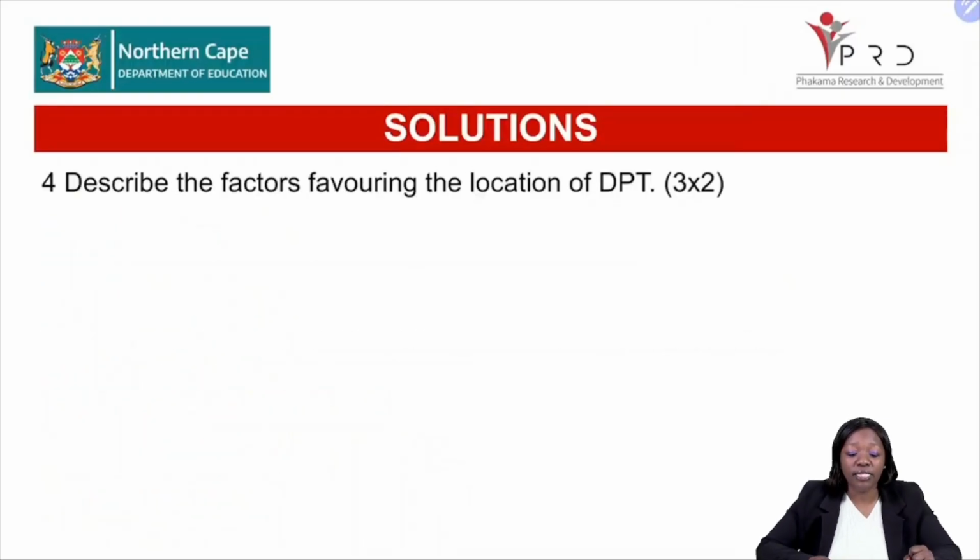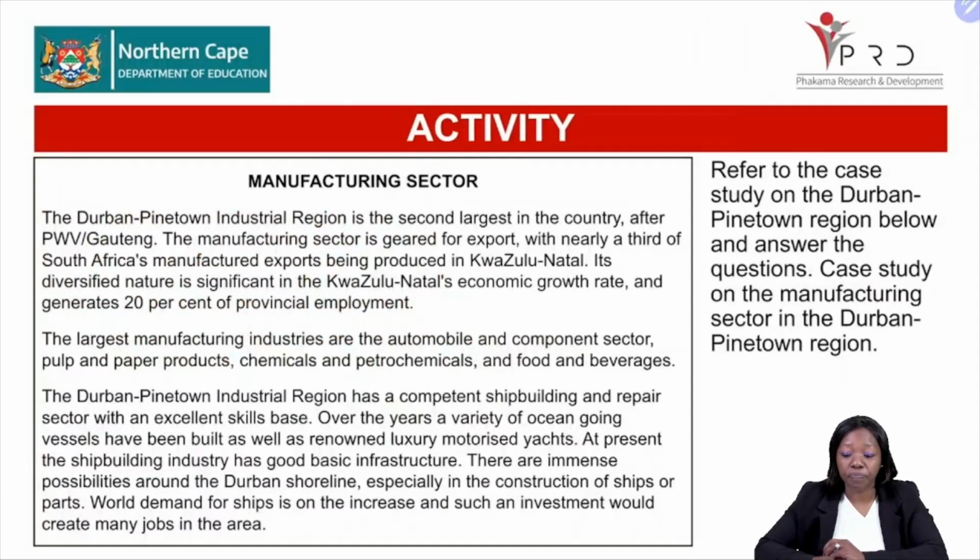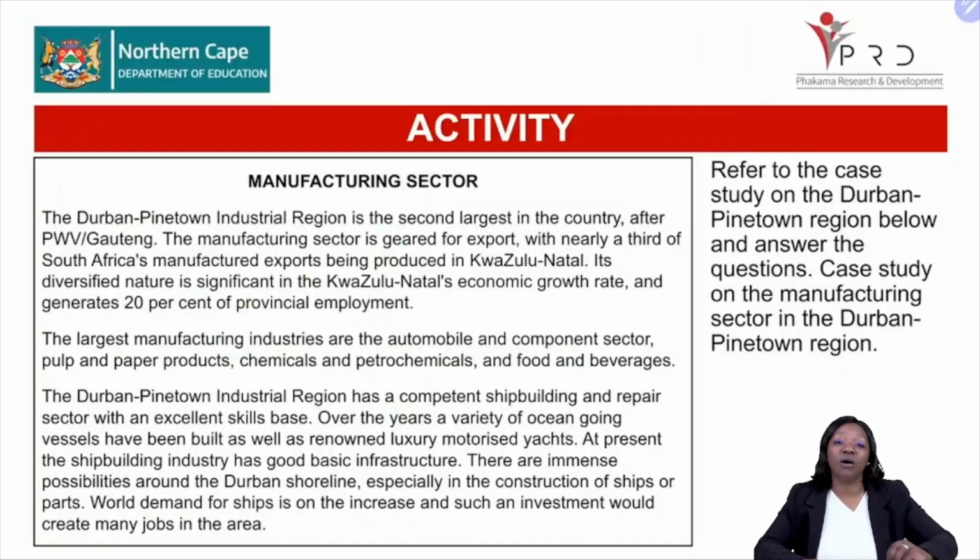Then we're looking at the 4th question. You describe the factors that are favoring the location of Durban Pinetown. Number 1 is the harbor facilities in Durban, the abundance of labor, your developed transport networks, as well as the available electrical energy, which is power. Then in our next activity, you refer to the case study on the Durban Pinetown region below, and you answer the questions, the case study on the manufacturing sector in the Durban Pinetown region.